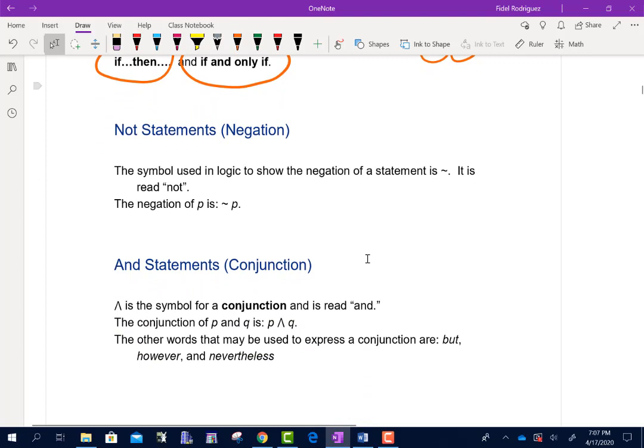So, not statements or the negation. The symbol used in logic to show the negation of a statement is this little symbol. The way we read that is "not." So the negation of P, the way I read this here, is "not P." That little squiggly just means the word not.